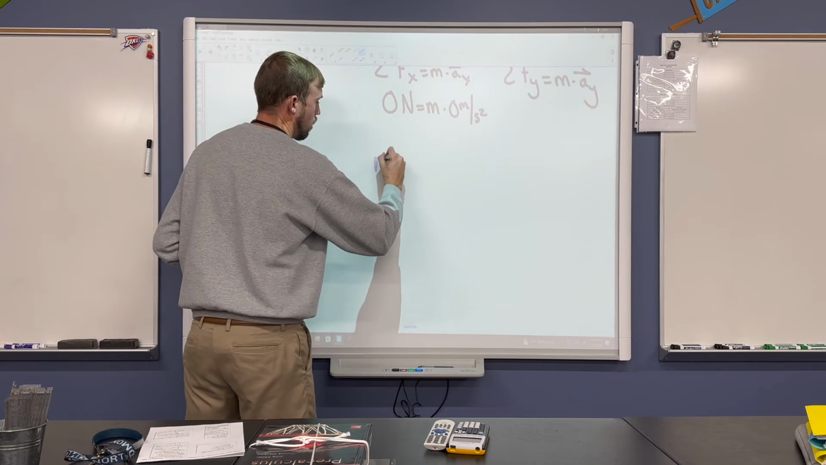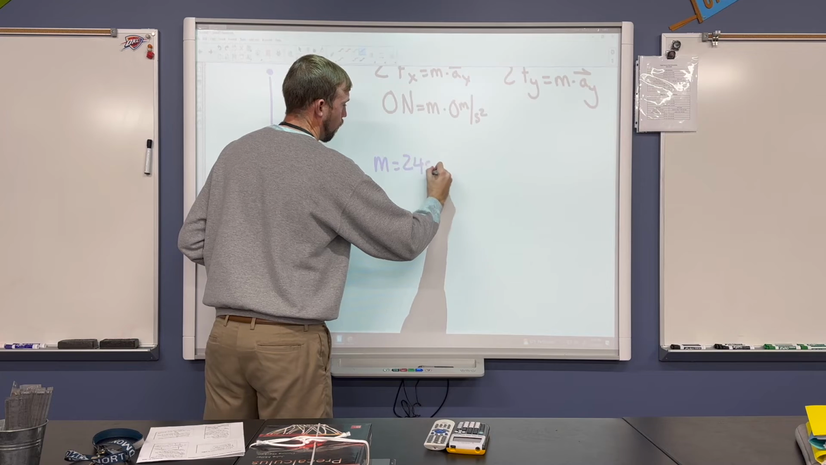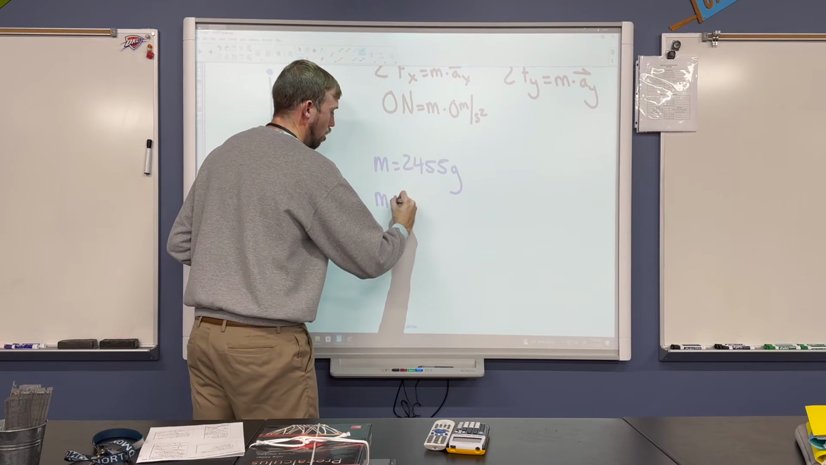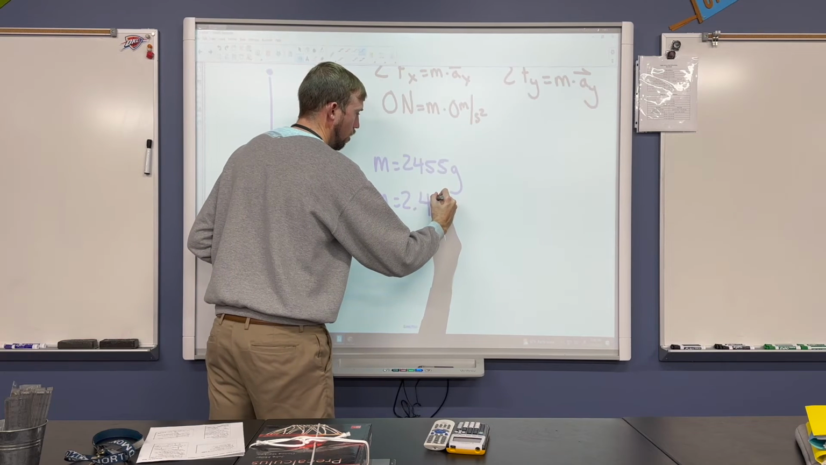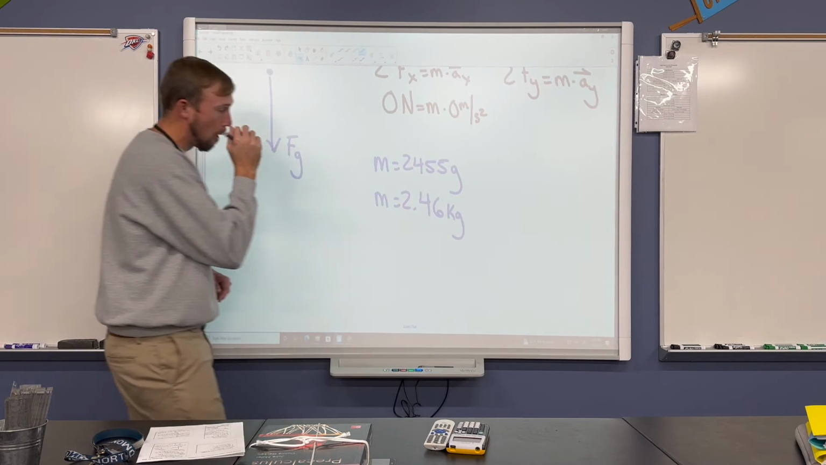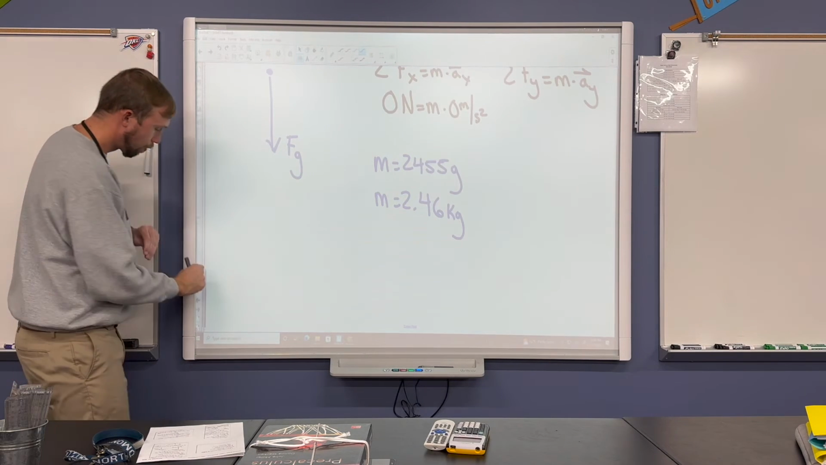Write that as 2,455 grams. I need to divide that by 1,000. So I would go with 2.455, so about 2.46 kilograms. Okay, so I've got my mass here.